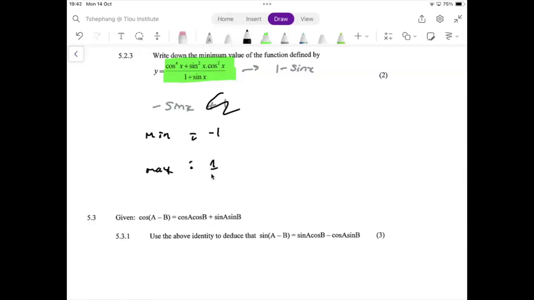Okay. Now, what are we doing? We are shifting this graph by 1 unit up. So +1, +1. What will our minimum be? It will be 0. What will our maximum be? It will be 2. But what are they looking for? The minimum, meaning that our min equals 0.